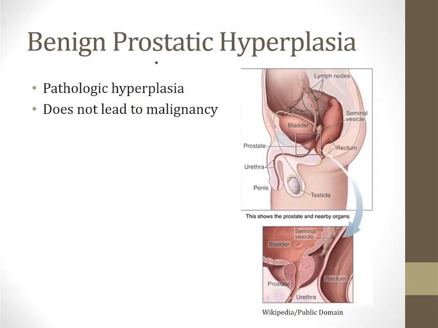Earlier I mentioned that the prostate gland can undergo hyperplasia in response to androgens. This is a pathologic example of hyperplasia. But I want to point out that this is a unique form of hyperplasia in that it is benign and does not lead to malignancy. That's why it's referred to as BPH, or benign prostatic hyperplasia. This is very unusual in that hyperplasia of the prostate gland is not associated with an increased risk for malignancy. The reasons for this are not completely understood.